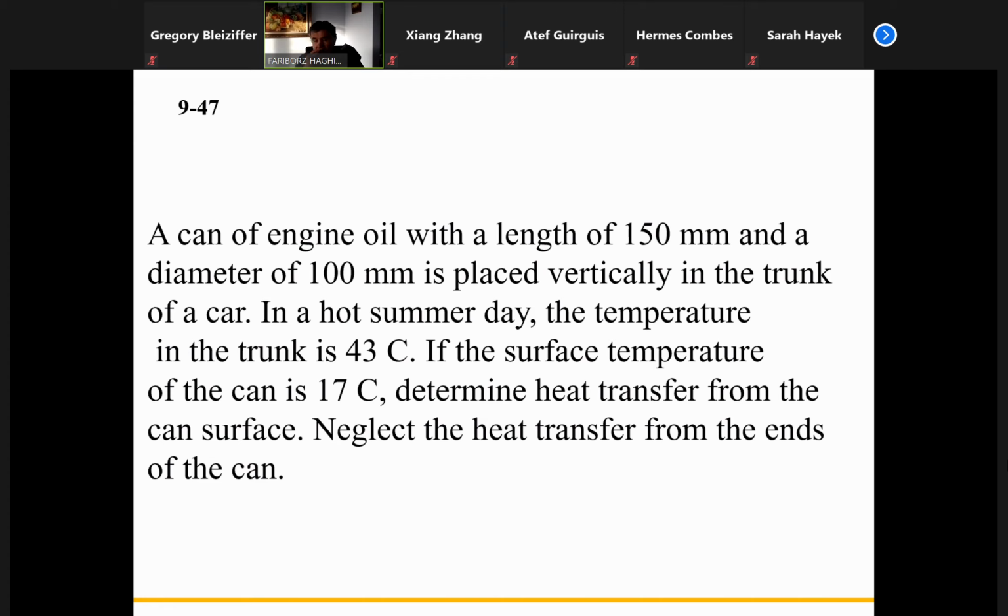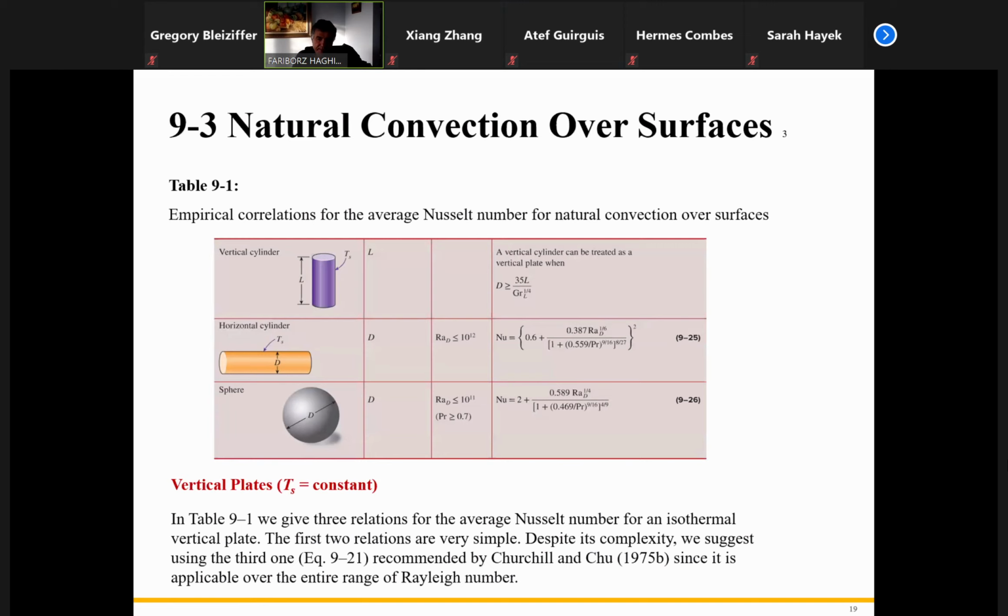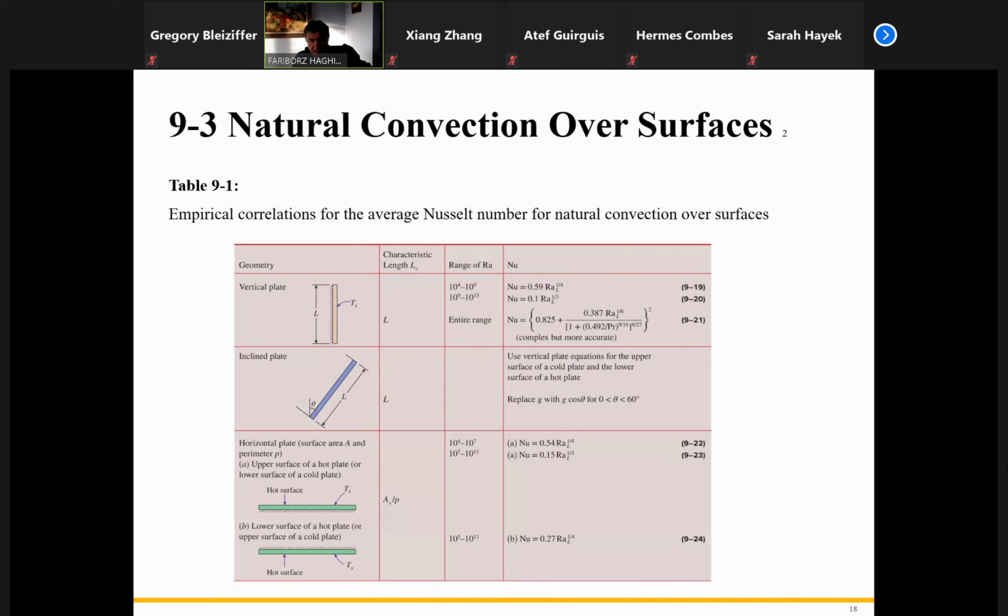Therefore, the only number that you need at this moment is the diameter. The length is 150, the diameter is 100 millimeter, the room temperature is 43 degrees, and the temperature of the surface is 17 degrees. In cylindrical coordinates, we have to go back here and use this one. Now we have to find if it's in this range or this range, okay?